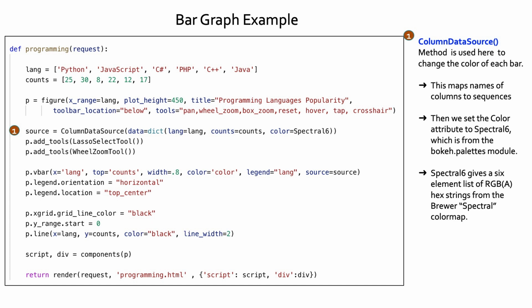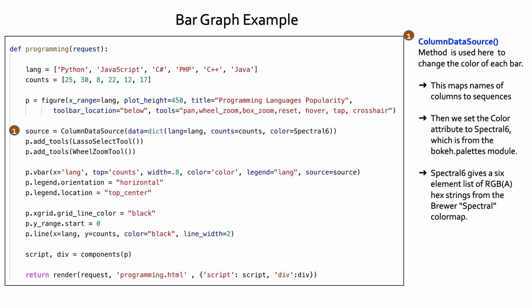Of course, one way to do it is to have them all be the same. That would certainly convey a message there as well. But this is when I want each one of them to represent a distinct, in this case, programming language. So I have data equals dict, and then lang equals lang. Those will be the strings in my first list, and then counts equals counts is of course the numbers in the second one. Then color equals Spectral6. So this whole thing maps names of columns to sequences.